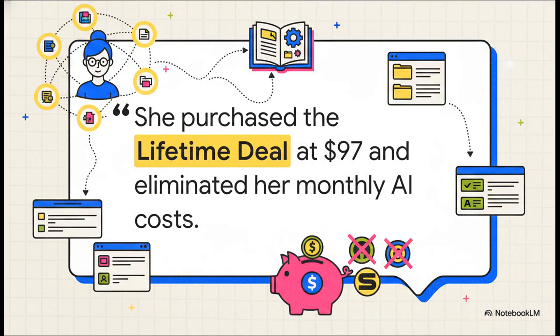Or consider this PhD student who is managing 5 simultaneous research projects. She saves her best literature review and methodology prompts directly in the library, and they are instantly available across every workspace she opens. Even better, she locked in the one-time lifetime deal for $97. That means she entirely eliminated her monthly AI costs for the rest of her academic program. I mean, it is just an absolute no-brainer.